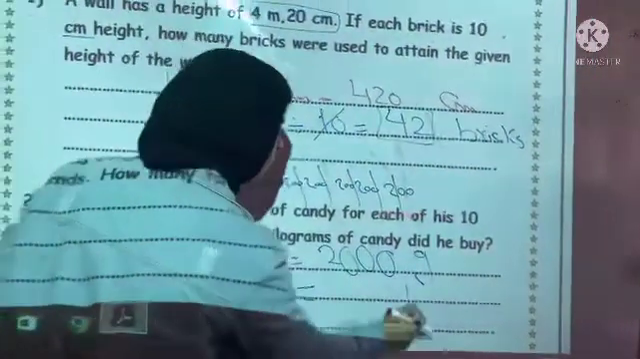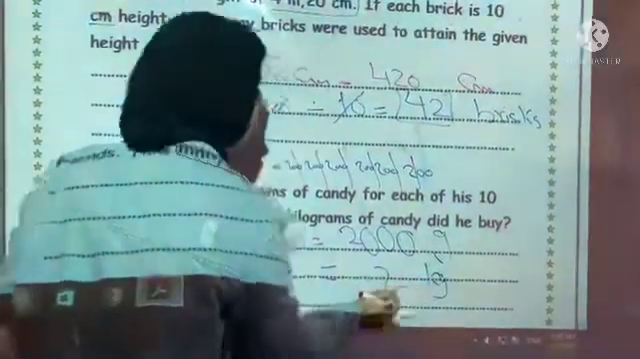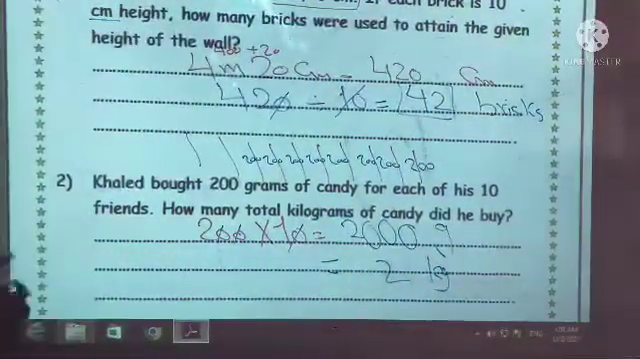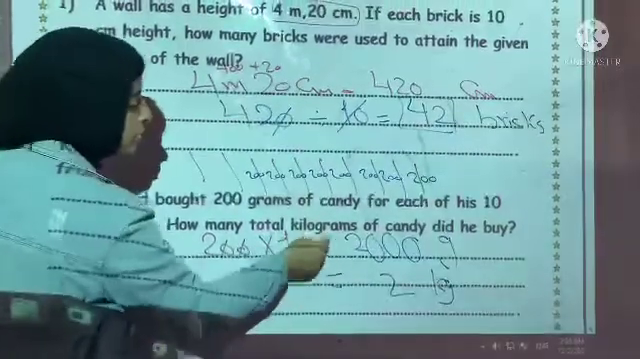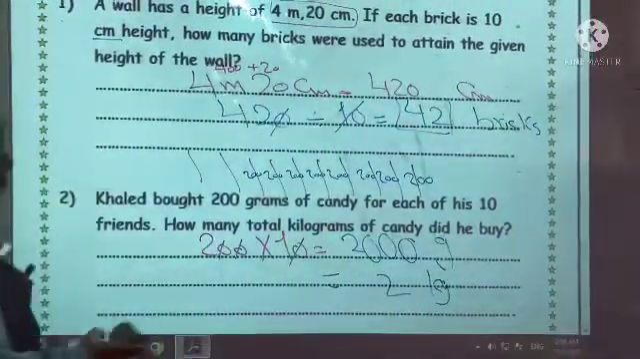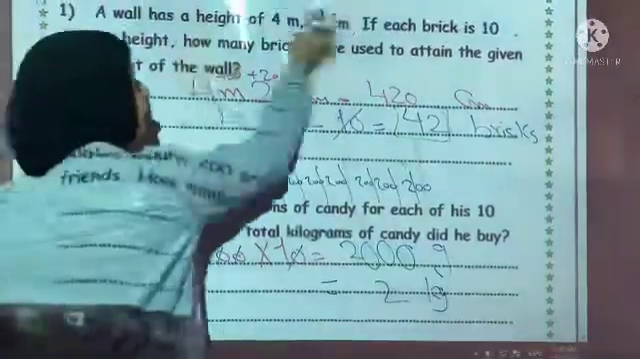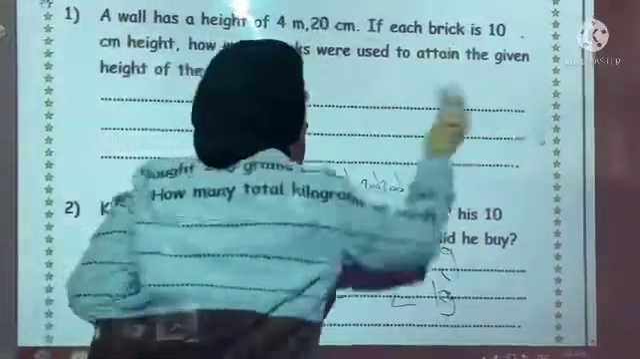2000 grams equals how many kilograms? Equals 2 kilograms. That means he bought 2 kilograms, because he wants the answer in kilograms, not grams. That means you should convert the number of grams to kilograms.